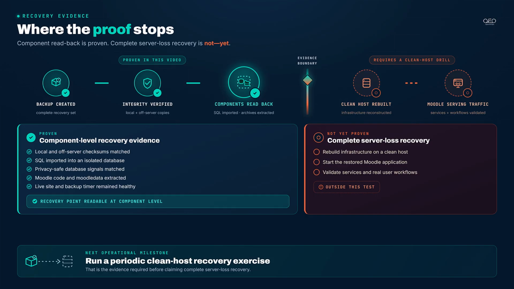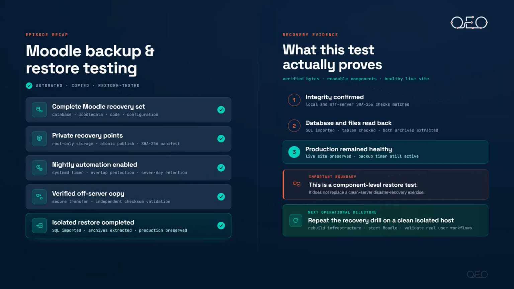With the recovery boundary clear, let's close with what this server can now do automatically and what evidence supports it. This Moodle server now creates root-only, time-stamped backups of the database, Moodle data, complete runnable code, configuration, and code identity. It publishes only completed recovery points, prevents overlapping runs, keeps 7 days locally, schedules the job through systemd, and moves a checksum verified copy off the server.